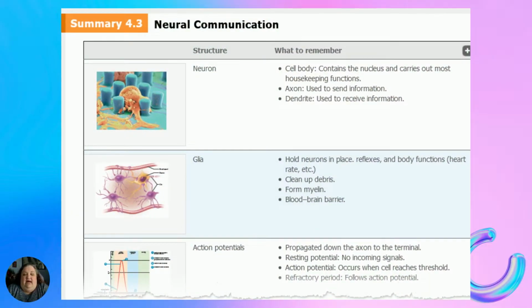Okay. And lastly, this is just a kind of a wrap up of the neural communication. This is what it looks like, different types of it.